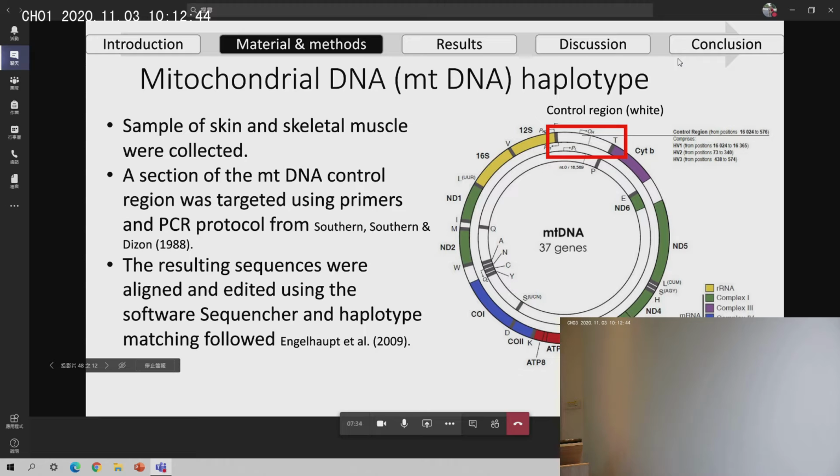For the mitochondrial DNA haplotype, we collected a sample of skin and skeletal muscle, and a section of the mitochondrial DNA control region was targeted using primers and the PCR protocol from this study. The control region is a part of the mitochondrial DNA, and the circle is the mitochondrial DNA. We aligned and edited the resulting sequence using the software Sequencher, and haplotype matching followed this paper.